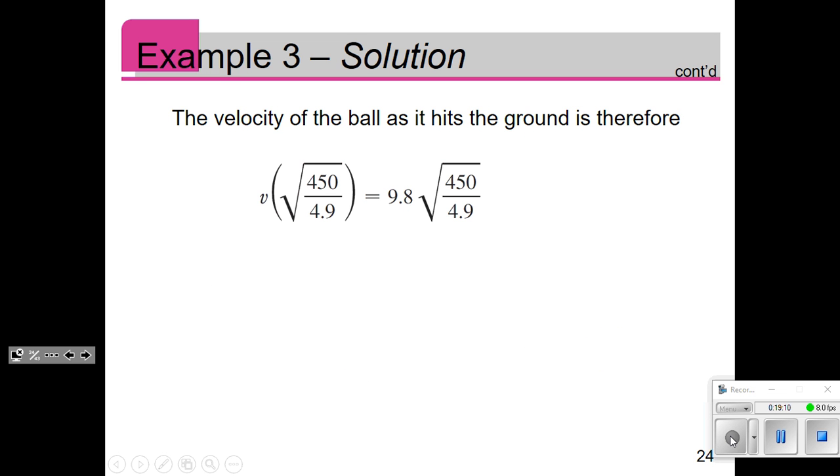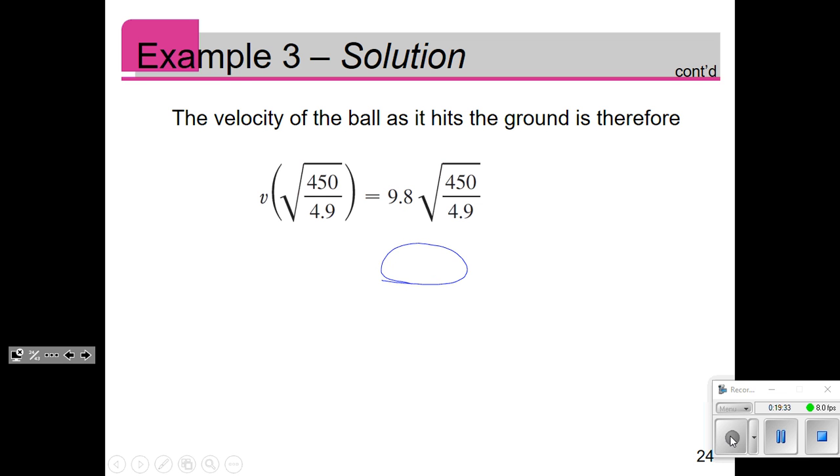So then how do I find the velocity when it actually got to the ground? Okay, I plugged that value in. Now they went back and plugged in the exact value. They didn't put in 9.6. They put in the square root of 450 divided by 4.9 into the velocity formula, and it's 94 meters per second. Now that's when it hit the ground.